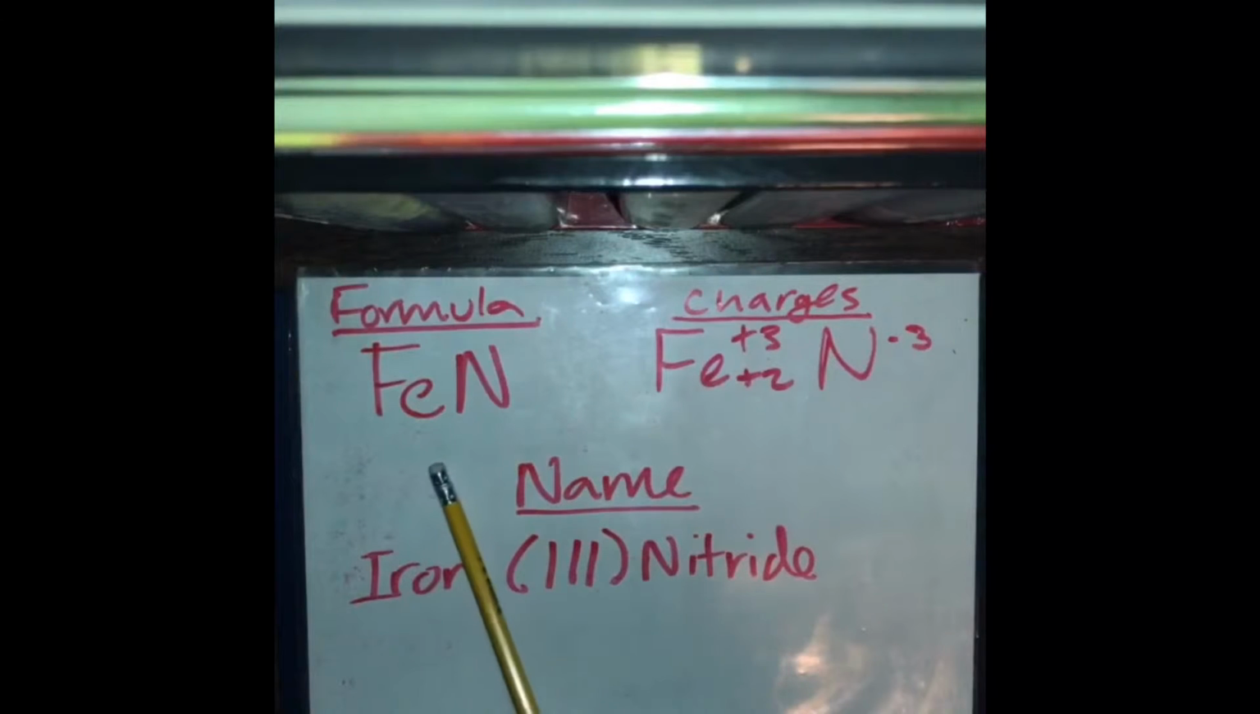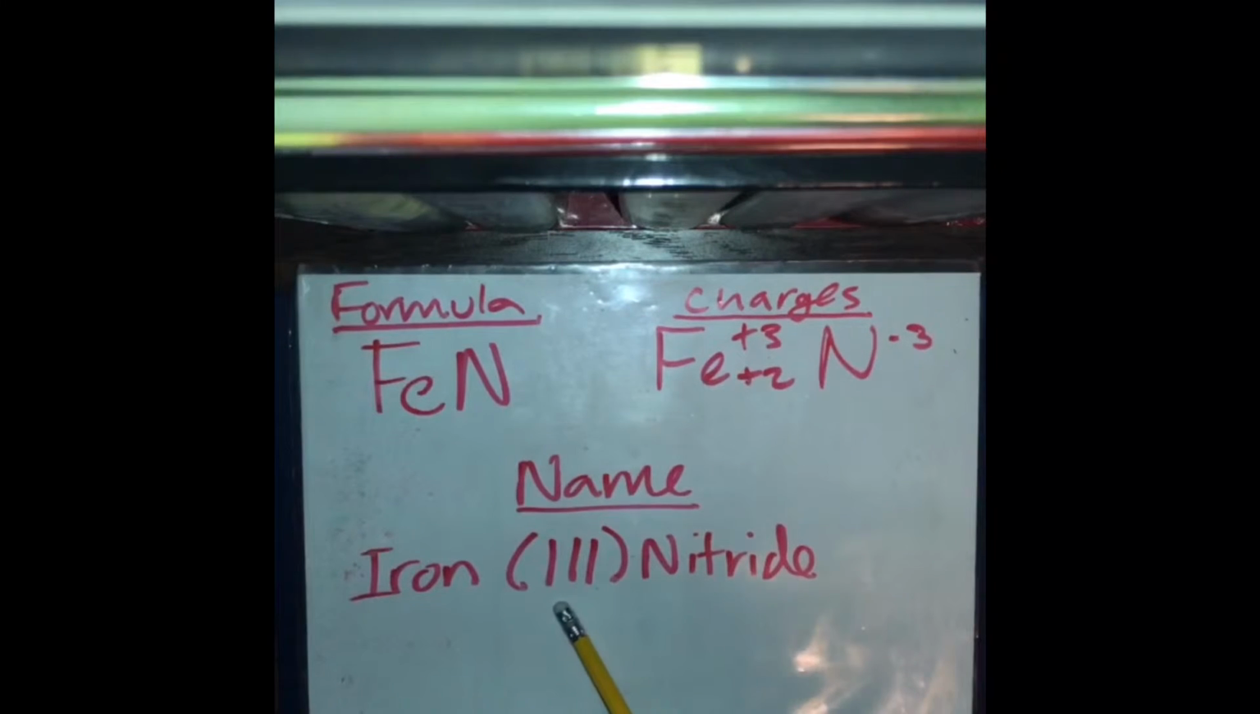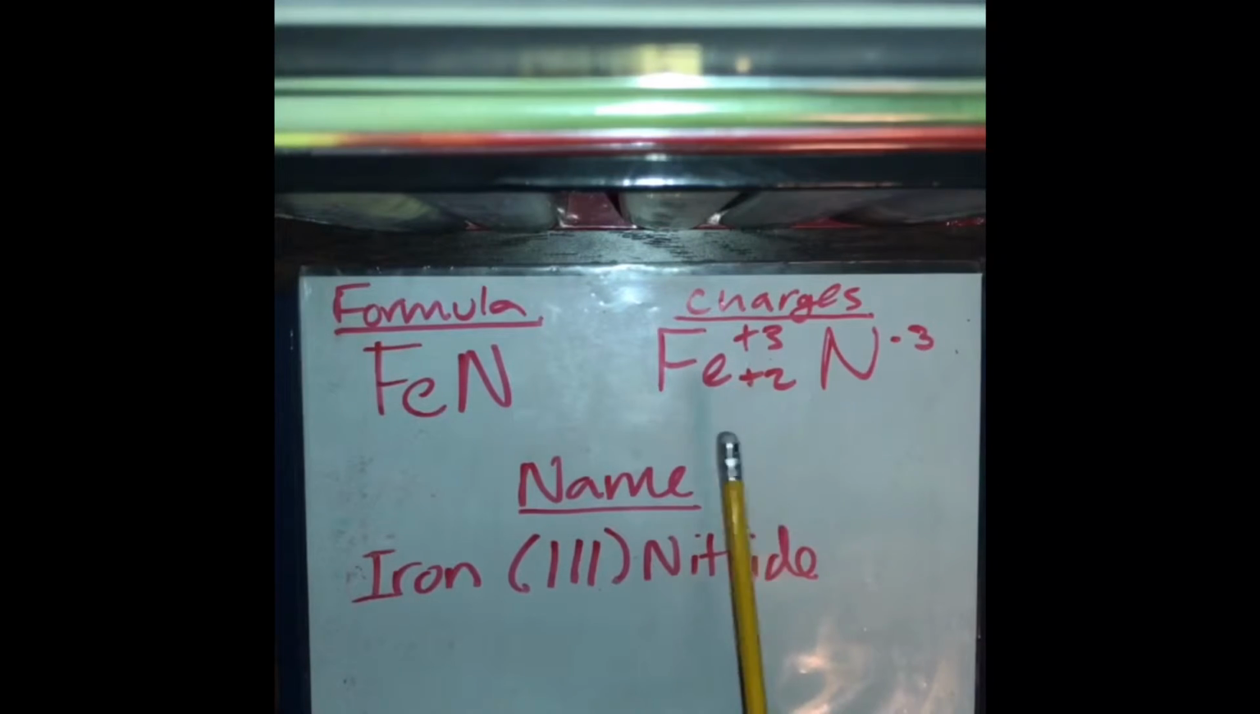To convert a formula into its name, we must first look at its charges. For example, iron, or Fe, has the charges of +3 and +2, while nitrogen, or N, has a charge of -3. For the name, we must include the Roman numeral of 3 to make clear that we used iron's charge +3 to cancel out nitrogen's charge of -3. Therefore, the name is iron(III) nitride.